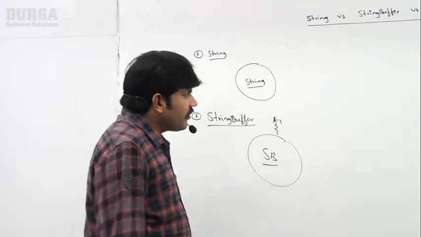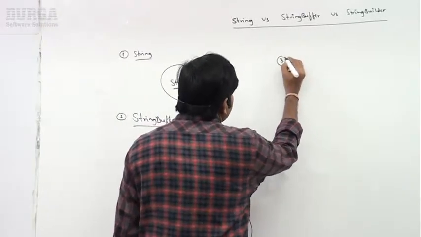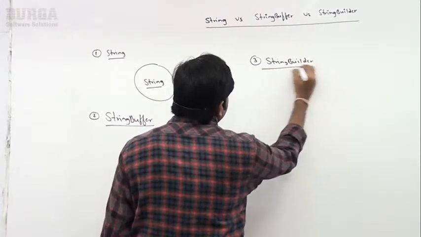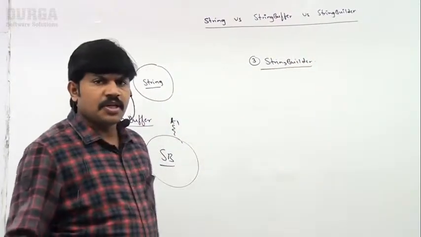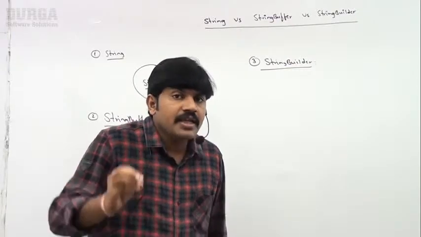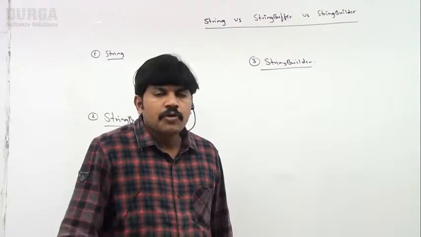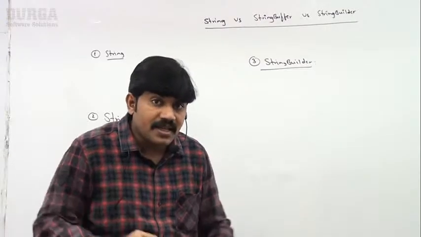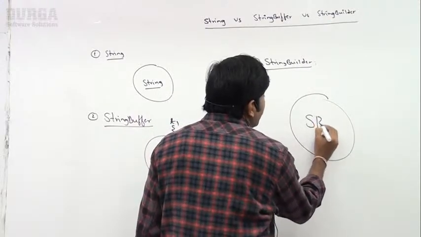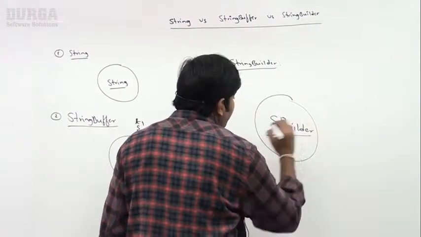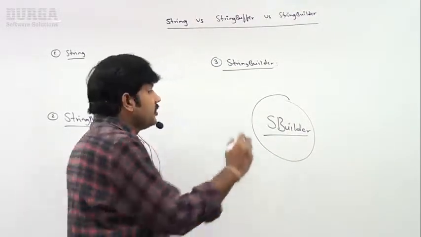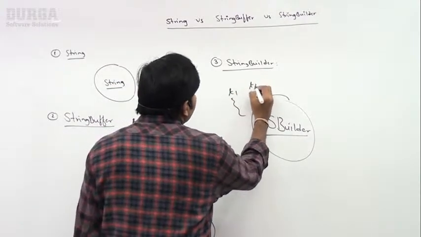Okay, well. Sir, when should we go for the string builder concept? Very simple: the content is not fixed and keeps on changing, but I don't want thread safety. Multiple threads are allowed to operate simultaneously on my object. Then we require the string builder concept. Are you getting it? If you don't want thread safety and the content keeps on changing, then we go for the string builder concept.